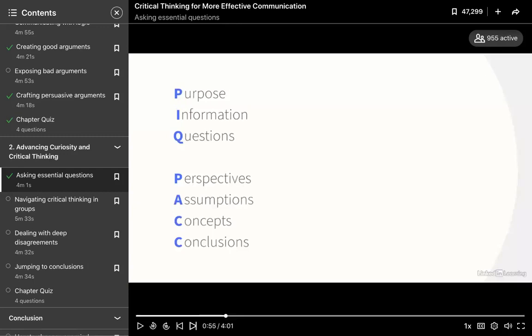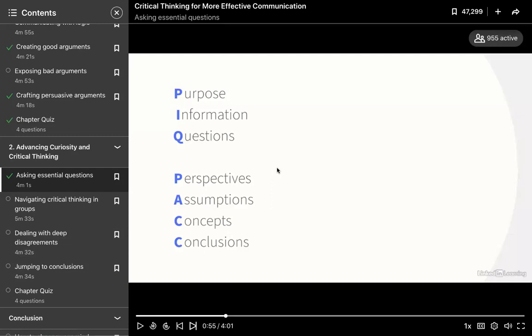So PICK-PACK is purpose, information, question. So different types of questions: purpose question, information question, perspective question, assumption question, concept and conclusion. Any topic that you're arguing, you'd better have these kinds of questions up.